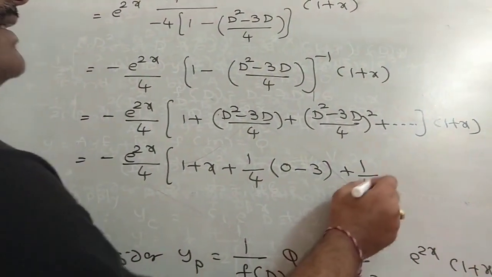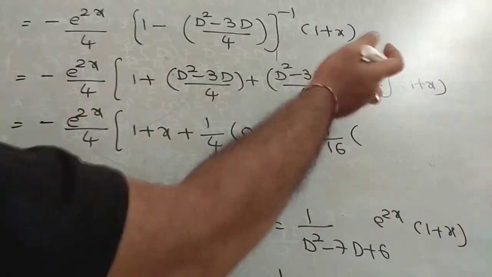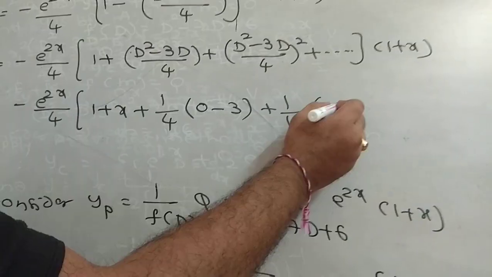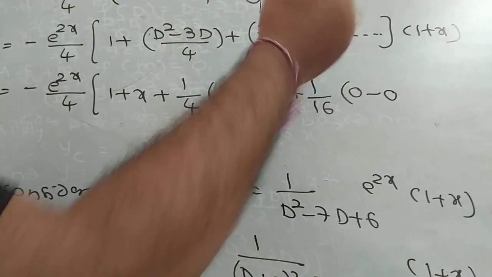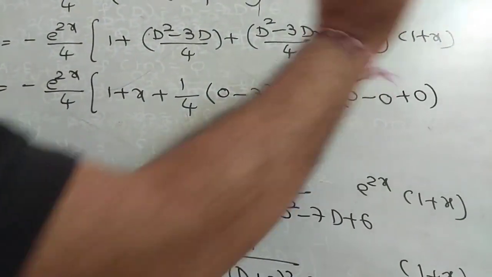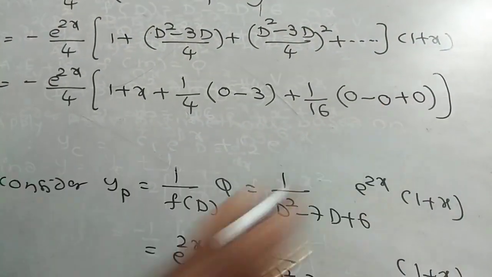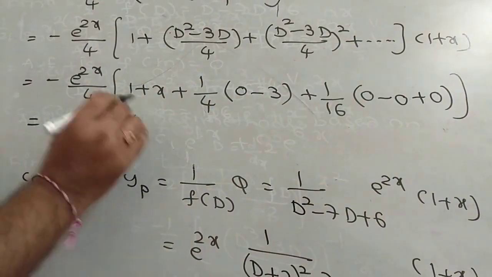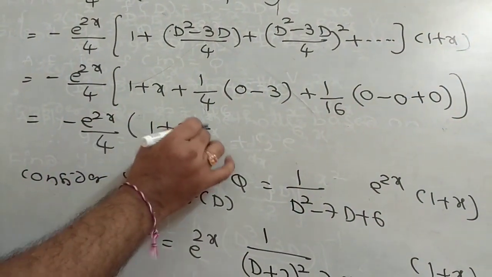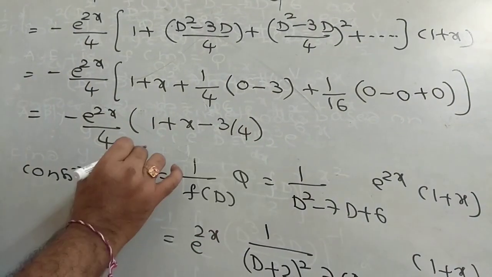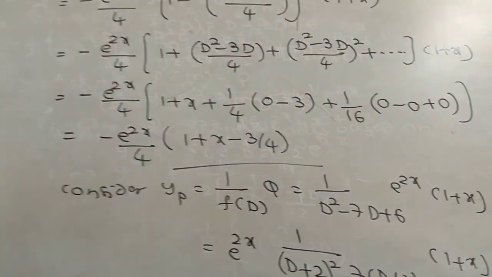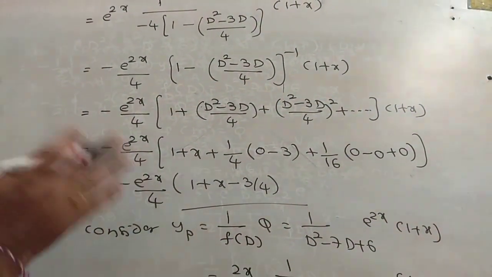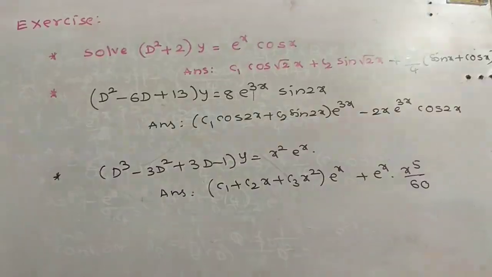Similarly, it is 1 by 16, it is common. Here you are getting d power 4 is 0, and minus 6d cube, that is also 0, and plus 9d square, that is also 0. So overall 0, rest of the terms are equal to 0. So finally you are getting minus e power 2x by 4. The simplification is 1 plus x minus 3 by 4. So this is your complete yp value. Once you get yp, you can easily calculate y value, which is nothing but yc plus yp.